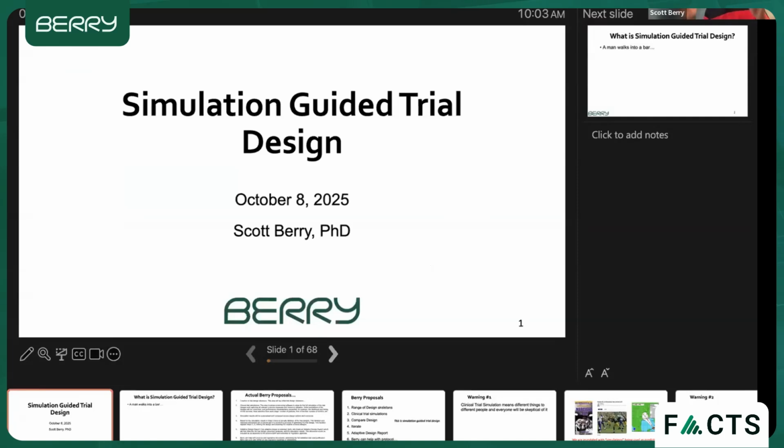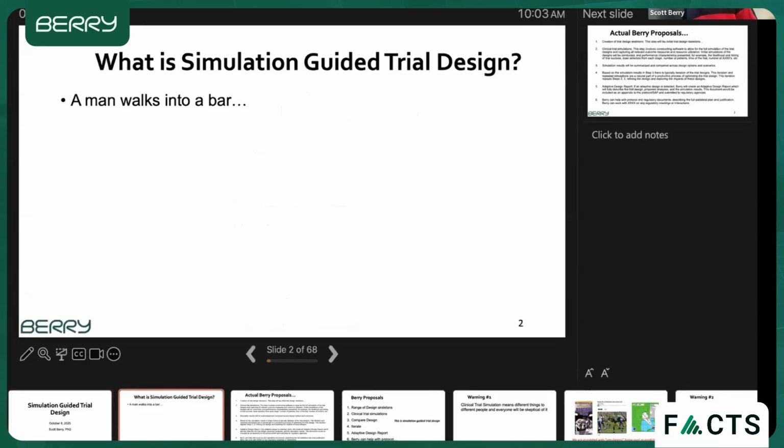I've got a number of examples to show you, and I've sort of hit and run and some warnings and tried to define simulation guided trial design. In thinking about this a little bit, I'll tie it in a little bit of the history of what FACTS is and how it exists and what other people think about it. I was trying to think of the best way to define simulation guided trial design, and this probably misses the boat, but let me try this.